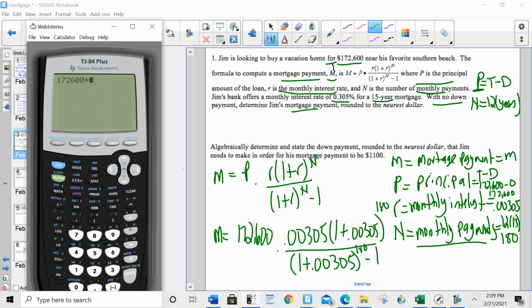172,600 times, to get the fraction, alpha y equals enter, 0.00305, 1 plus 0.00305 to the power of 180 over 1 plus 0.00305 to the power of 180 minus 1. It wants me to round to the nearest dollar. That would be $12.47.